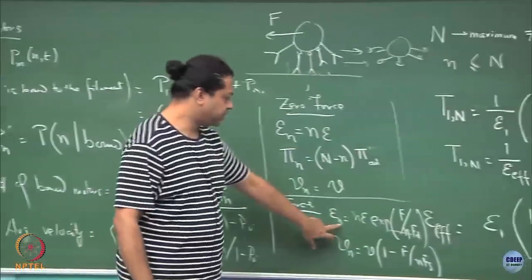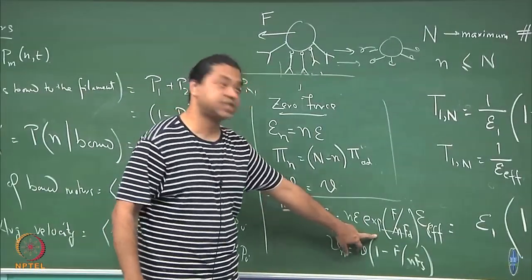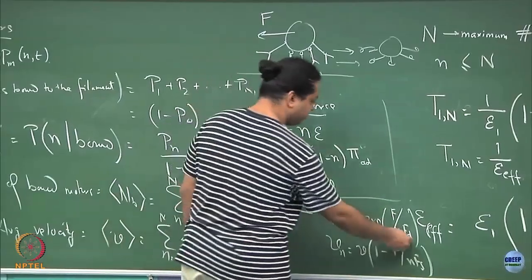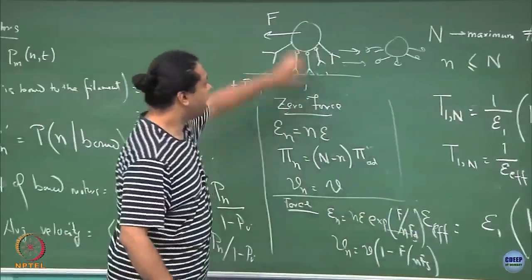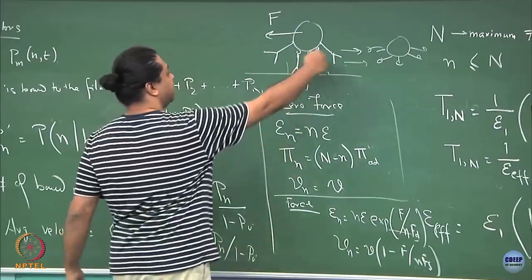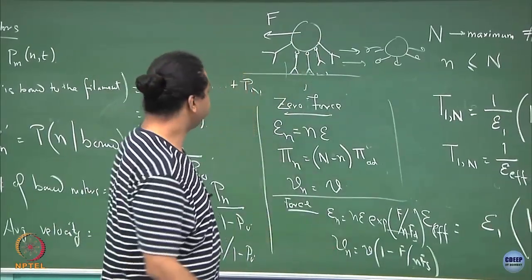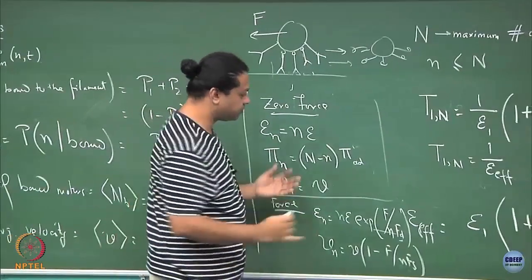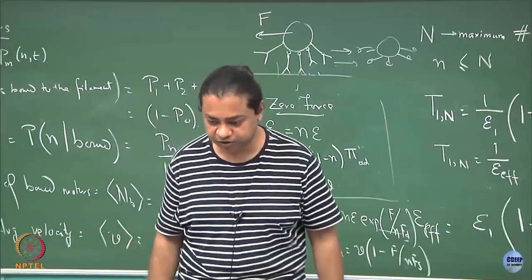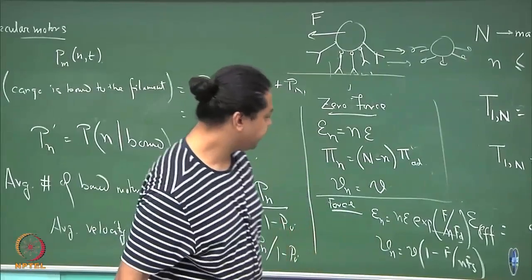And here for example, it says that the unbinding rate also grows exponentially with force, with some force scale f d. So, the harder you pull it back, the harder you make it for these motors to unbind, which as we discussed is true for kinesins, but not for dyneins. But let us say it is true for this case. So, let us say we are modeling kinesins.